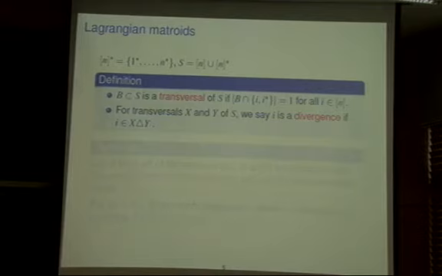Okay. And if you have two transversals x and y, then i is a divergence with respect to x and y if i is in one and i star is in the other. So x might have 2, y might have 2 star, so then 2 would be considered a divergence with respect to x and y.